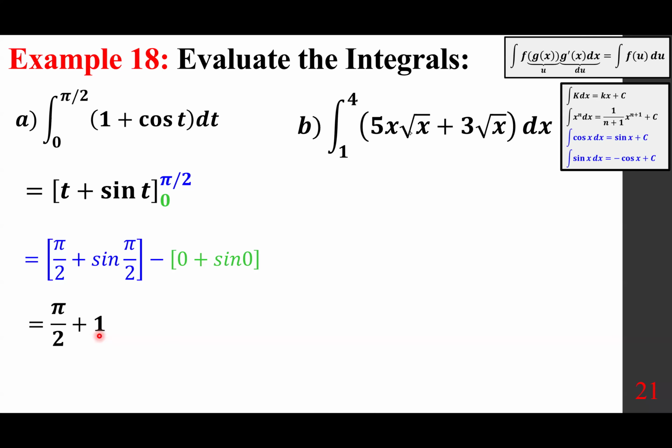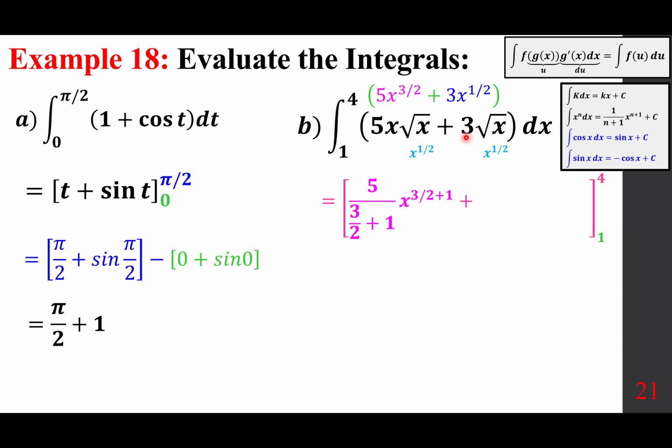What about here? You have to change the square root of x to x to the power of 1/2. So this has exponent 1, becomes 5 to the power of 5 times x to the power of 1 plus 1/2, which is 3 halves. And this one is 3x to the power of 1/2. And therefore, this is 5 over 3 halves plus 1, x to the power of 3 halves plus 1. This one is 3 over 1/2 plus 1, x to the power of 1/2 plus 1.